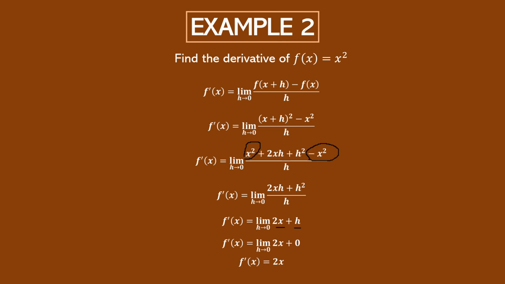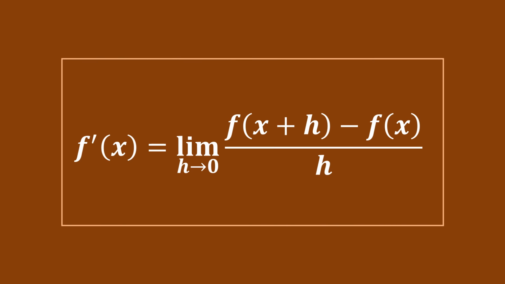That's all for this video. Derivative is defined as the rate of change of a function or the slope of a tangent line to a function. To determine the derivative of a function, we have to evaluate this limit. The limit of f of x plus h minus f of x all over h as h approaches 0. And our derivative is denoted by f prime of x.